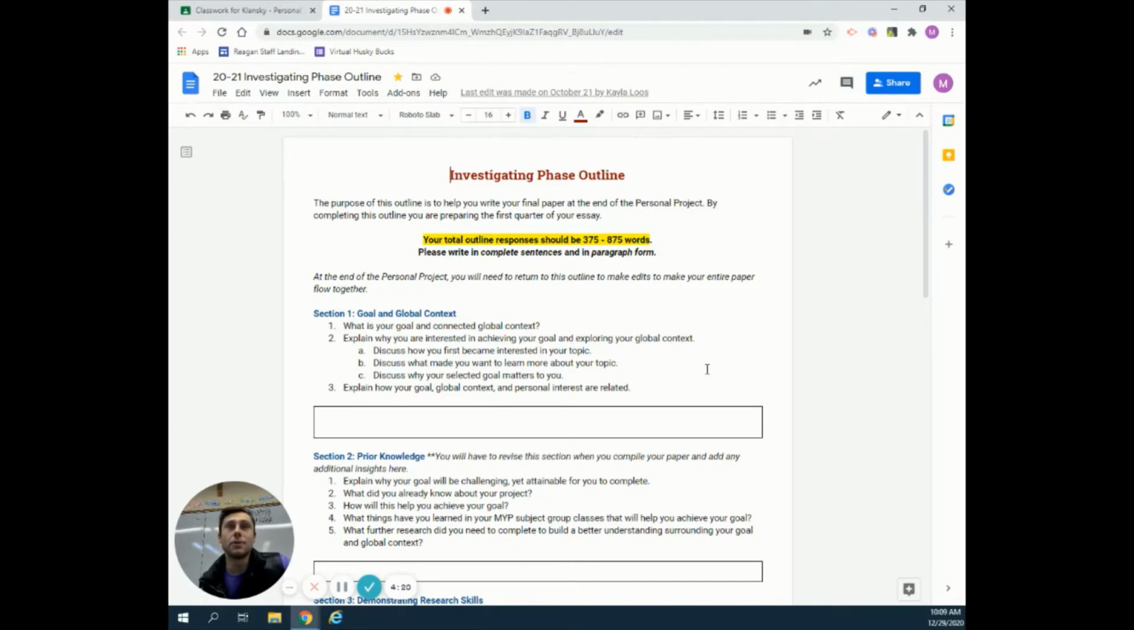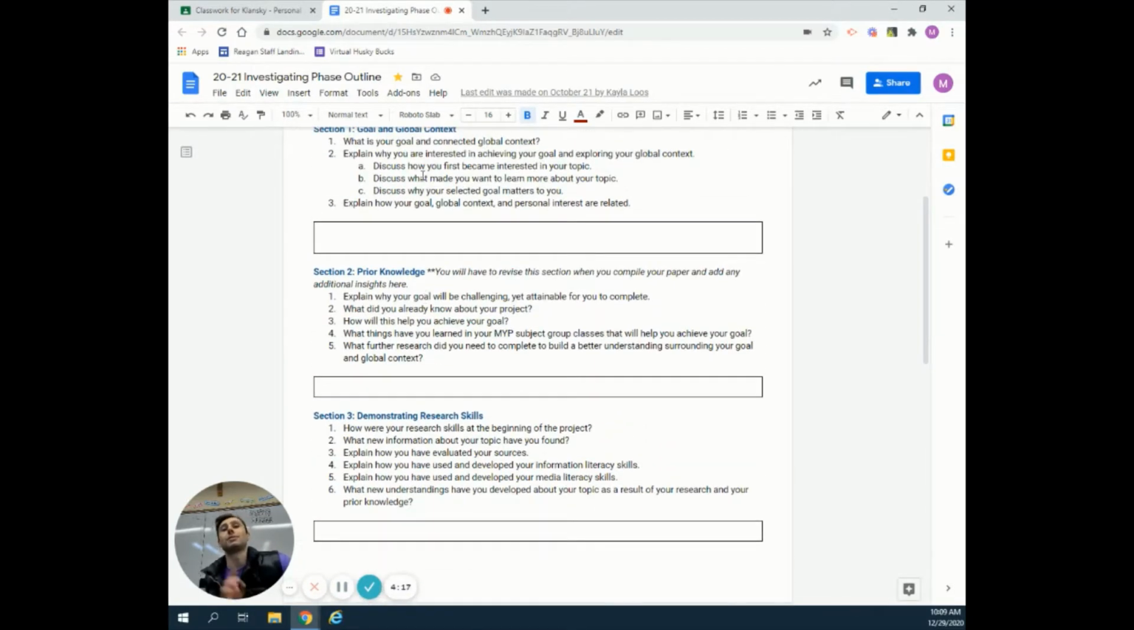There are three major parts to this: your goal and global context, prior knowledge, and then research skills. Those are the three big chunks. Right now, I just want to start and look at goal and global context.